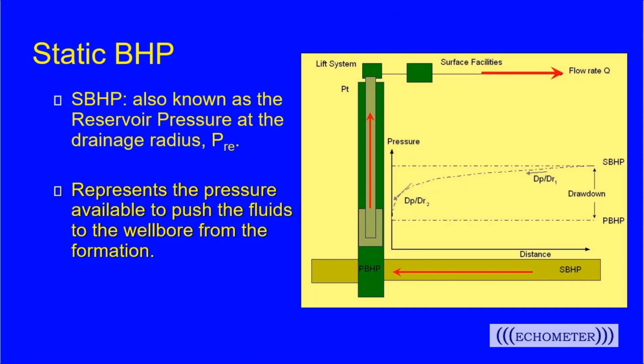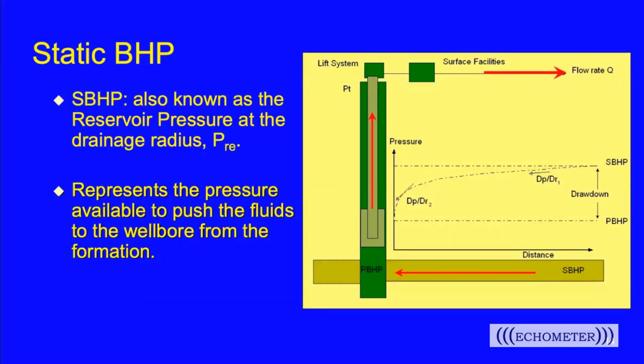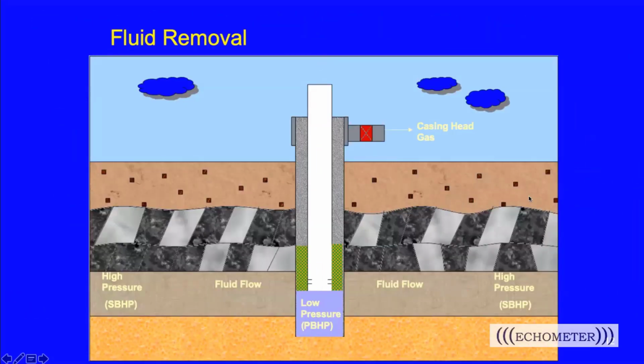So the static bottom hole pressure, which we tend to use as another word for the reservoir pressure, is the pressure out at the edge of the drainage radius. That's as far as we're reaching out into the reservoir to drain. And it's the pressure out there, and that's the pressure that's available to push the fluids in the wellbore, as we saw on this slide over here.